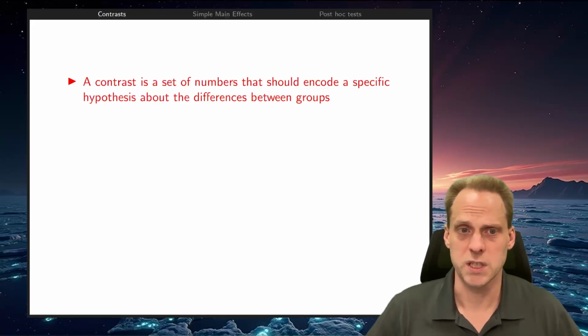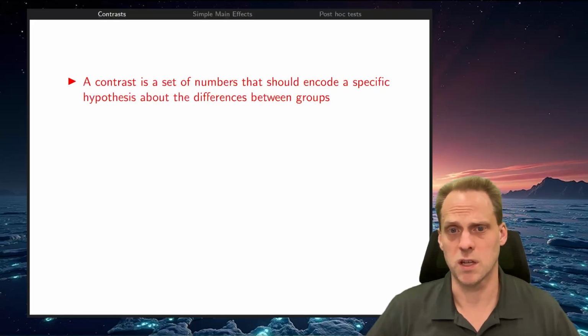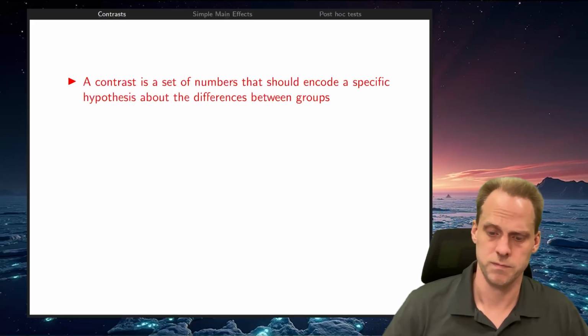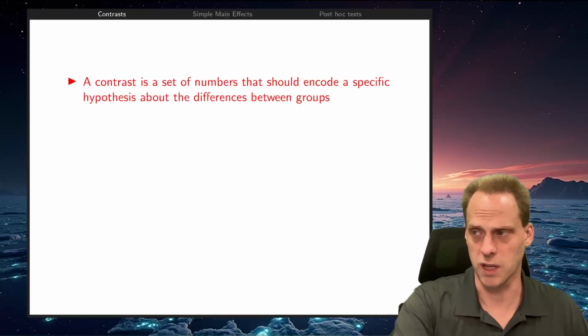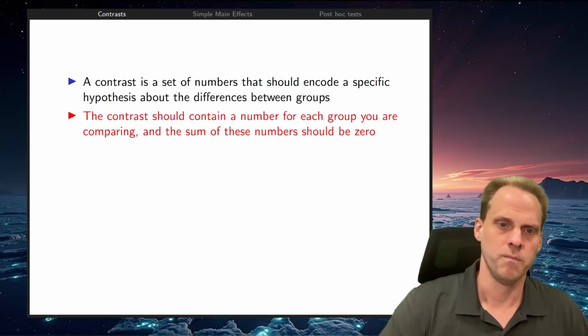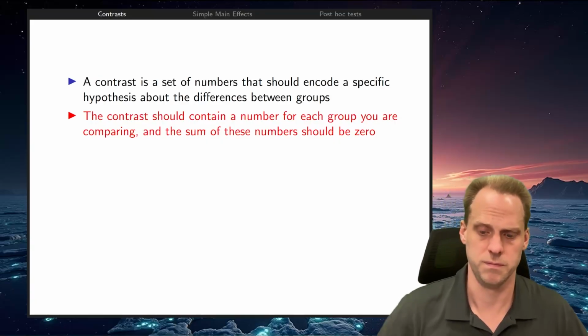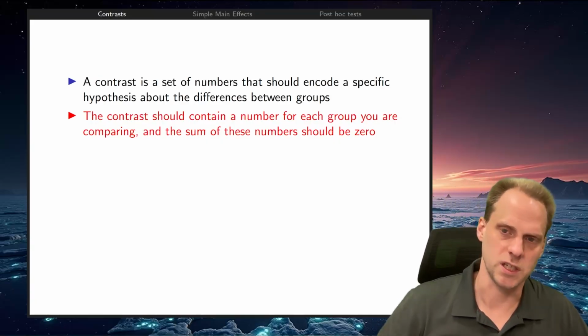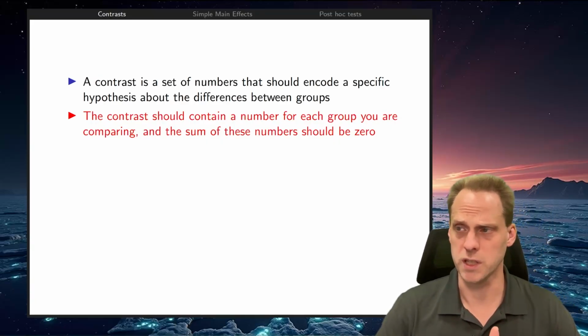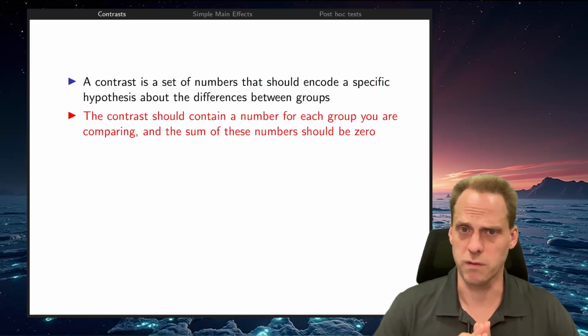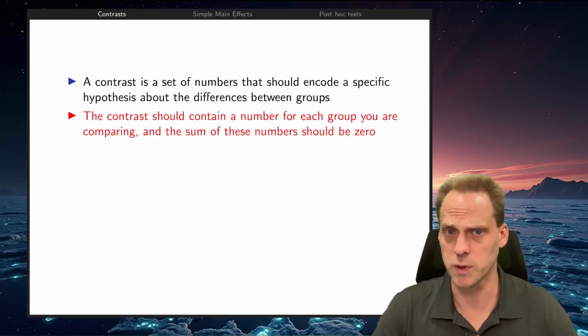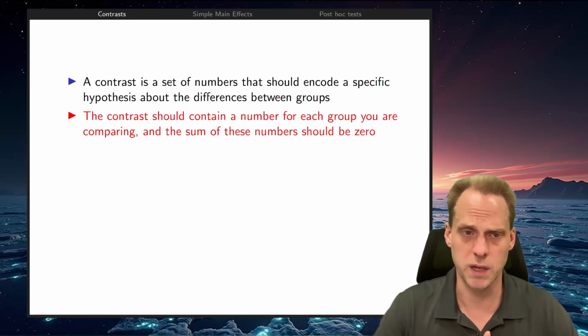A contrast is a set of numbers that should encode a specific hypothesis about differences between groups. And in JASP there's a button for it. I'll show that later as well in the video. The contrast should contain a number for each group you're comparing, and the sum of these numbers should be 0. This makes it actually look very similar to a dummy variable, and that's confusing. Some textbooks even have it wrong. They think contrasts are dummy variables, but they're not, and you can show it mathematically.